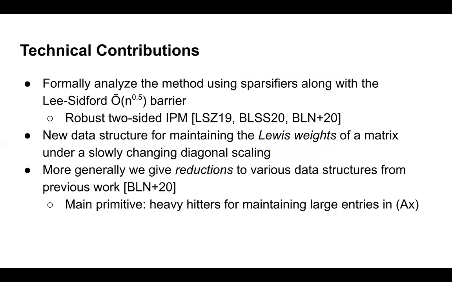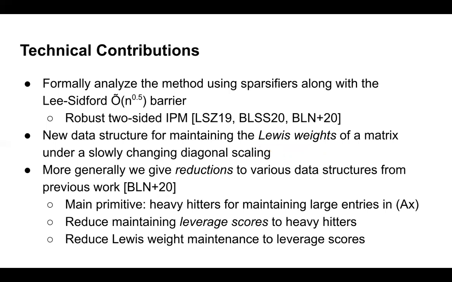To build this Lewis weight data structure, we give a series of reductions. We start with this primitive, heavy hitters, that I mentioned. The heavy hitter primitive is: I want to maintain large entries in the matrix AX as the vector X changes, but the matrix A does not. We reduce maintaining leverage scores, which is a different measure of importance of a matrix, to heavy hitters. And finally, we reduce Lewis weights to maintaining leverage scores.